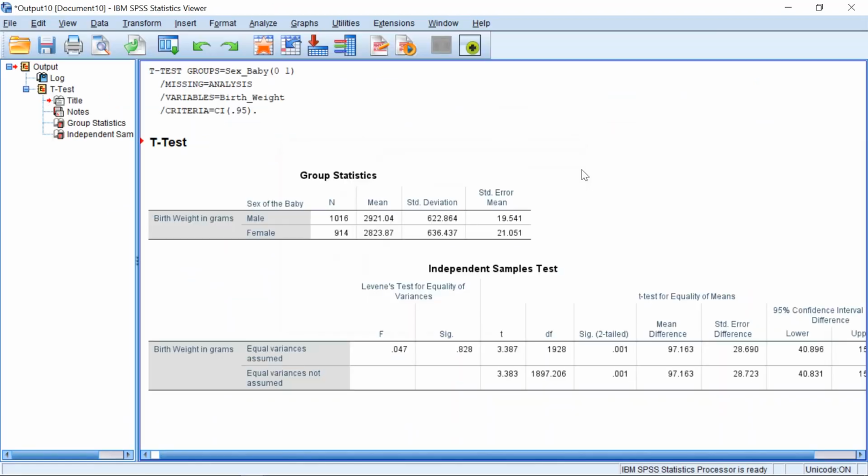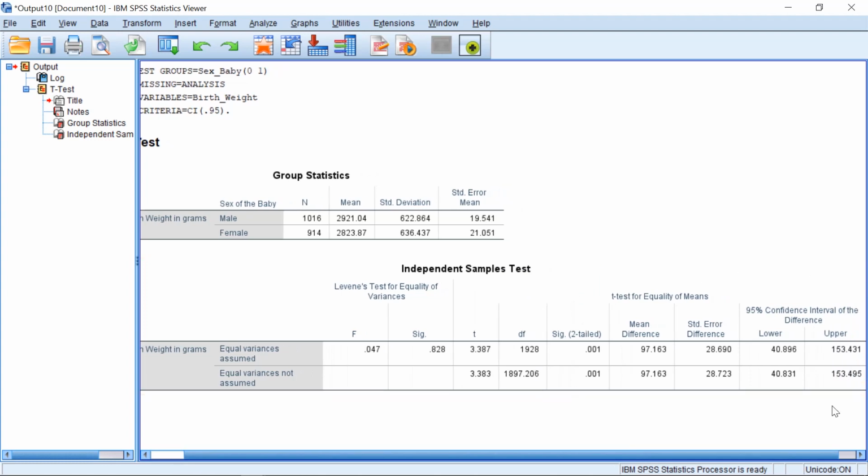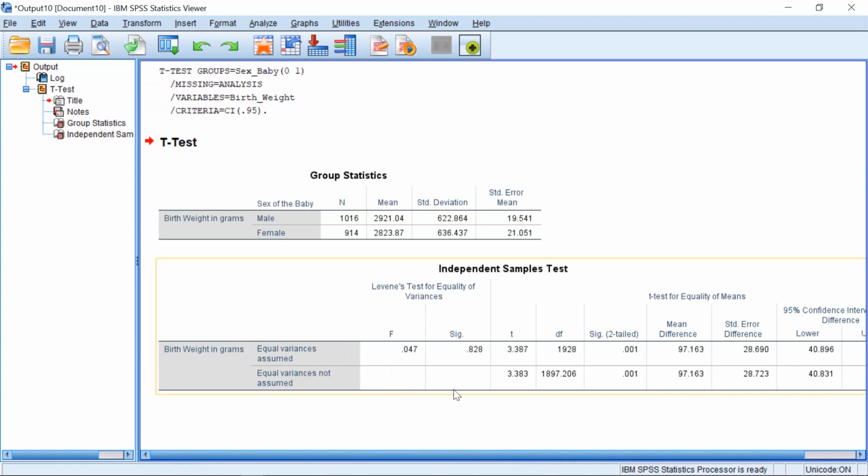Once we run the process, we will end up with two tables. The first table is a description of the data we just used. Here we can see the number of babies, male and female, the mean of their weight in grams, and the standard deviation, which reflects the distribution of the data. The second table is related to the t-test. This is the segment of the t-test, and this is the segment related to the variance.